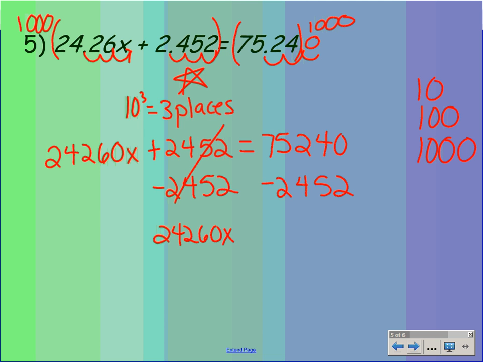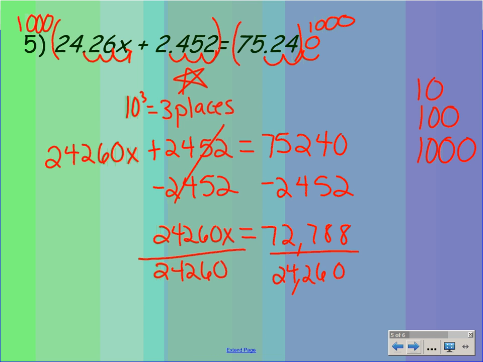And then 75,240 minus 2,452 looks like 72,788. Divide through by your coefficient. So the coefficient is always the number in front of the variable, no matter how big or small it is. In this case, it's fairly large. And all that's left is 3.0003, and I believe after it really was a 2, I just went ahead and rounded to the 10,000ths place.